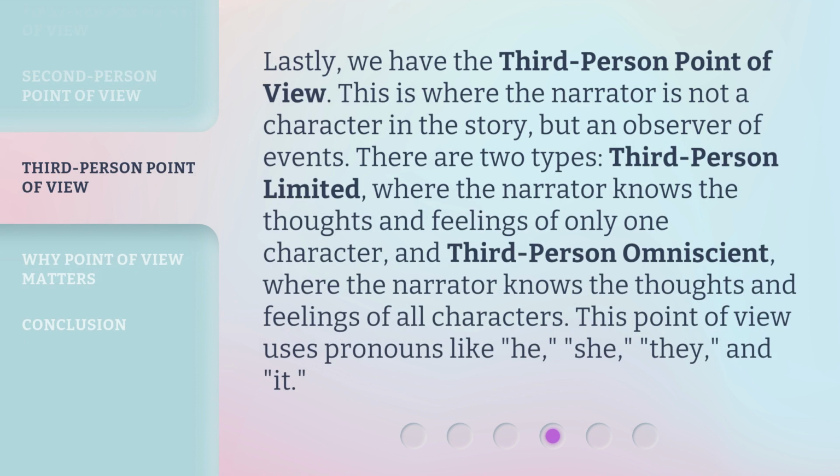Lastly, we have the third-person point of view. This is where the narrator is not a character in the story, but an observer of events. There are two types: third-person limited, where the narrator knows the thoughts and feelings of only one character, and third-person omniscient, where the narrator knows the thoughts and feelings of all characters. This point of view uses pronouns like he, she, they, and it.